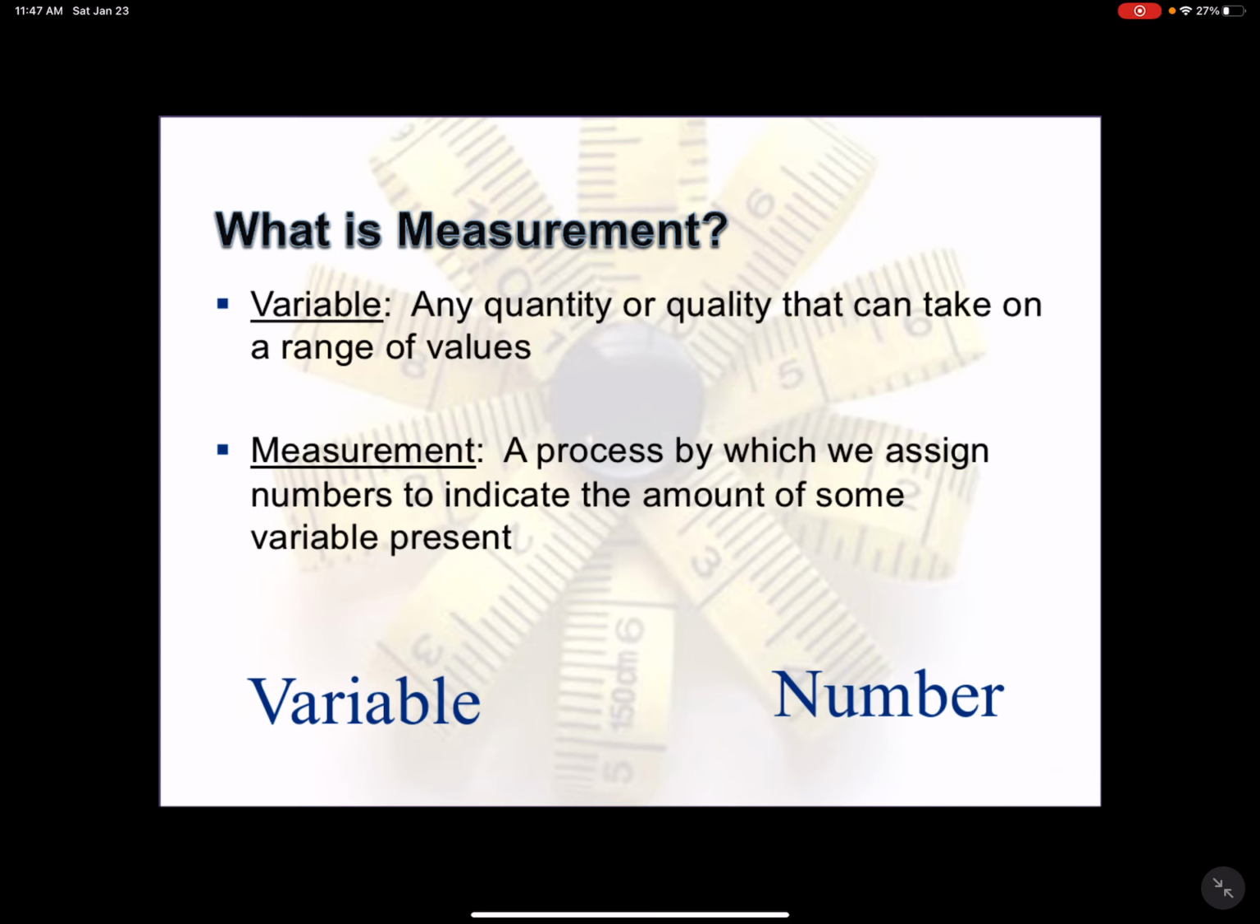And it follows that because the values vary, we can assign numbers to indicate the amount of some variable present. For example, with age, younger children have lower numbers, 1, 2, 3, 4-year-old. Older children have higher numbers, 6, 7, 8, 9-year-olds. So the ages are assigned numbers, and the numbers represent something. So measurement is the process of assigning numbers to variables.